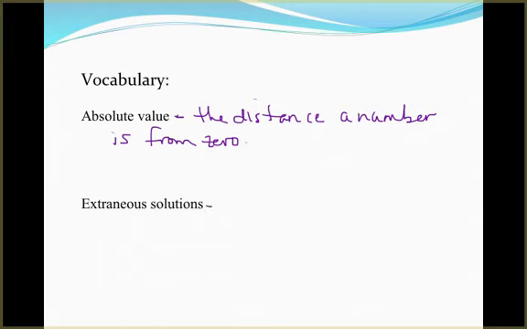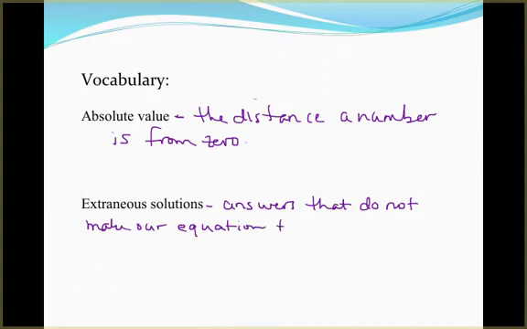Extraneous solutions are answers to our problem that do not make our equation true. It's not that you will have done anything wrong mathematically, but when you go back to check those values, you'll find that they're not making your equation true. And I would strongly suggest that you check these. Notice that the term extraneous starts with the word extra. So that's what this means. We're getting some extra solutions that don't really make our equation true.